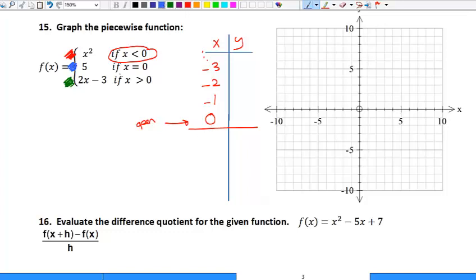For the blue area, the domain, I have only one point, x is equal to 0, so that's the only one I have. Now that is truly part of my domain, so that 0 is closed.